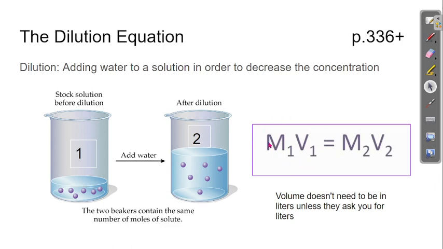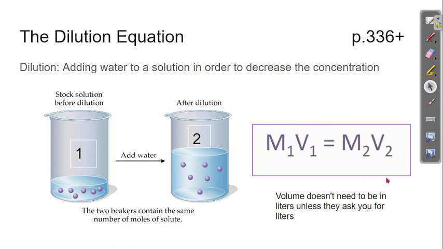This represents the first beaker, this represents the second beaker. If one increases, the other one has to decrease, see, to be the same. So if the molarity... I hope it makes sense, that if one increases, the other one has to decrease for it to be equal. We're going to do a problem, you'll see how this works.